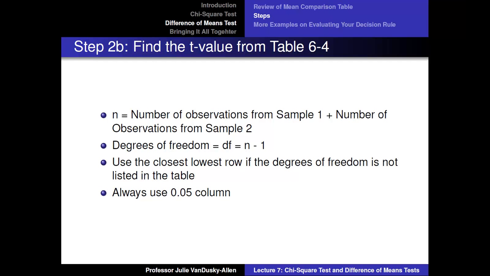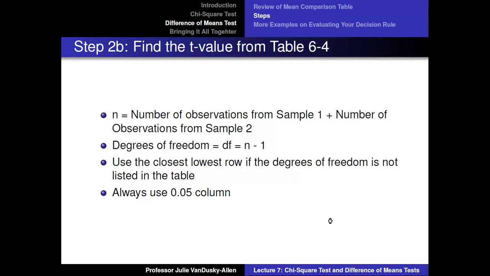Next, we have to find out what t-value from table 6.4 that we need. Recall that the row you use in this table is based on your degrees of freedom, which is the number of observations minus 1. The number of observations equals both the number of observations from sample 1 plus the number of observations from sample 2. If you cannot find a degrees of freedom row for your degrees of freedom, use the closest lowest value. Next, to find the t-value from this table, you should also use the 0.05 column for a difference of means test in this course.